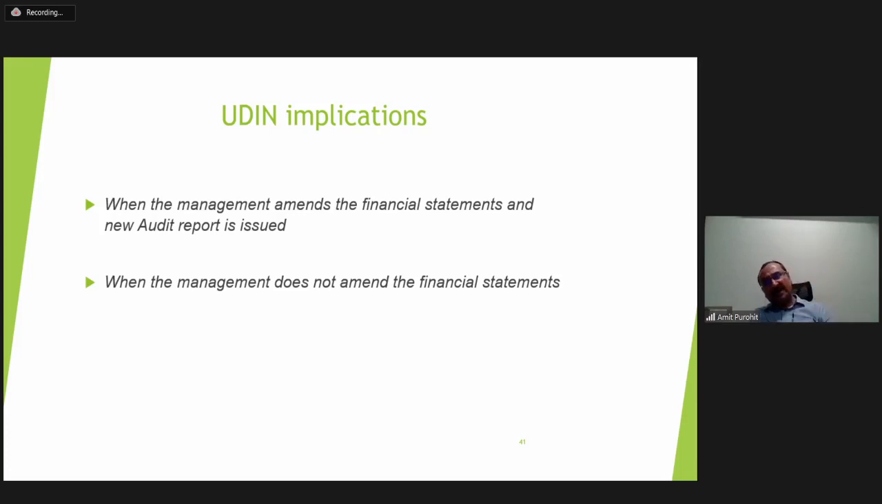Now, in case of another scenario where management does not amend the financial statements, then he will have to ensure that the UDIN which he had originally generated is revoked by giving the reasons on the UDIN portal.